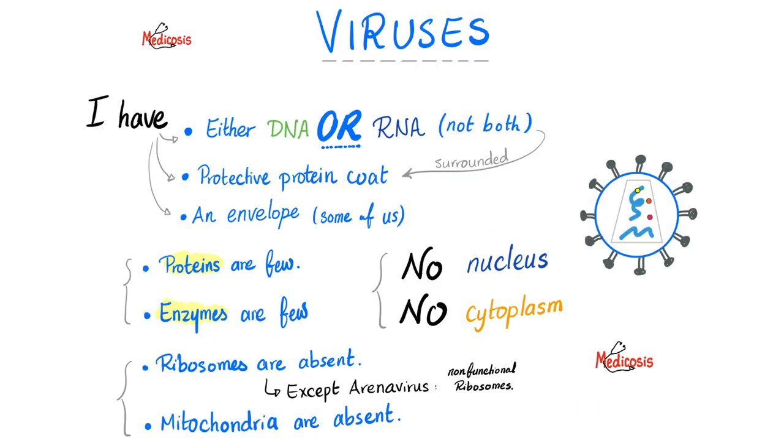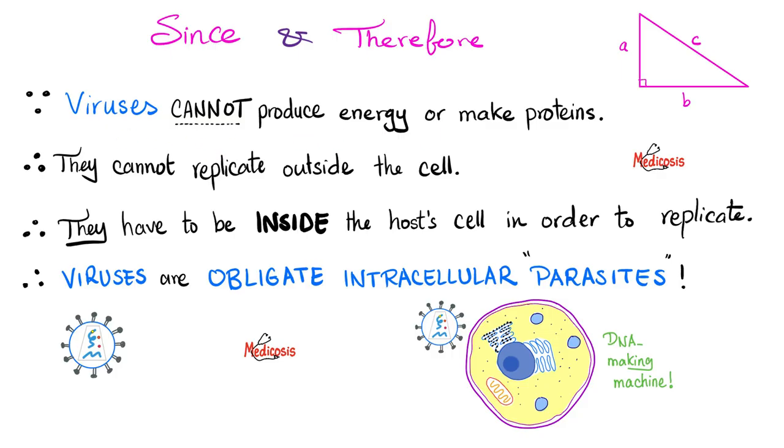Hey virus, you have the microphone. Tell me about yourself. Well, I have either DNA or RNA, not both. I have a protective protein coat. Some viruses are enveloped, others are not. Few proteins, few enzymes, no nucleus, no cytoplasm, no cell membrane. Ribosomes are absent, mitochondria are absent. Viruses cannot produce energy or make their own proteins. Viruses cannot replicate outside the host cell. They have to be inside your own cell in order to replicate.